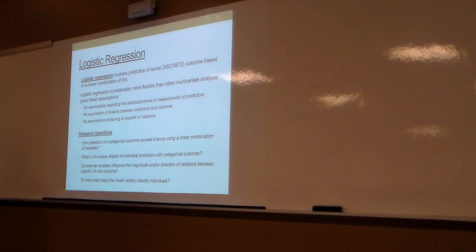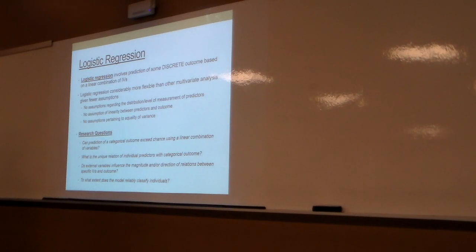Questions that we would typically ask with a traditional logistic model: can our prediction of some categorical outcome exceed chance based on a linear combination of variables? Can I do better than just guessing average values of some type of outcome based on the information that I have in terms of predictors? Similar to our standard linear regression, same type of thing. We're looking at prediction, though we're not always concerned about prediction, similar to our standard linear models.